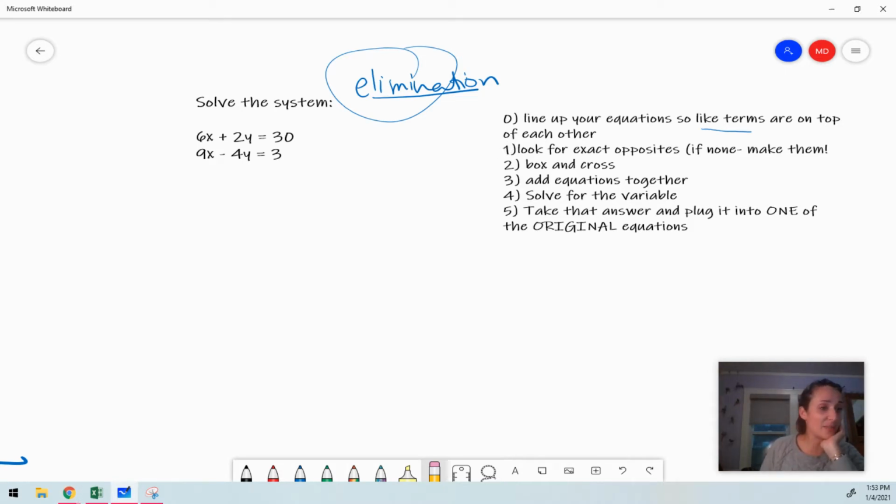And the way that we do that is actually by multiplication. I think that this is the coolest part of these types of problems, is that when we're dealing with equations, as long as we do the same thing to both sides, we can basically do whatever we want. So when I'm looking at these two equations, 6x and 9x are not that close to being opposites, but 2y and negative 4y are close.